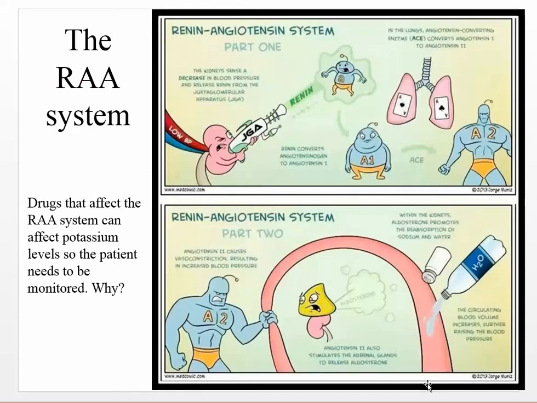Okay, so that's it, and then this is a cartoon you can look at. It's kind of hard to read, but I get it. And it says all the things that we have to know, so that's why I put it in there.